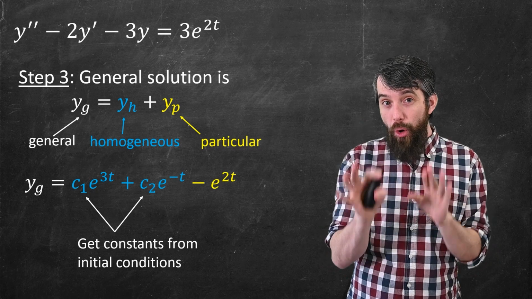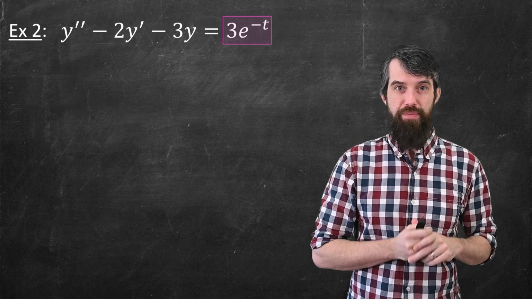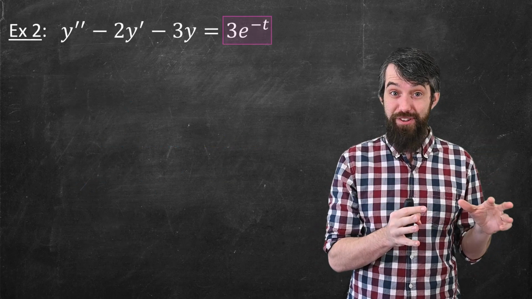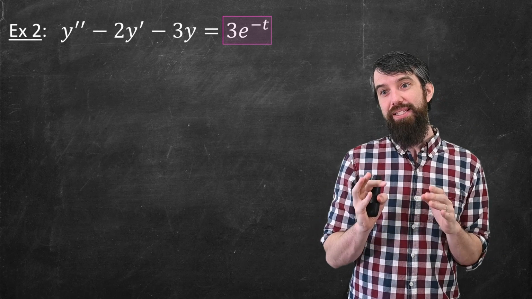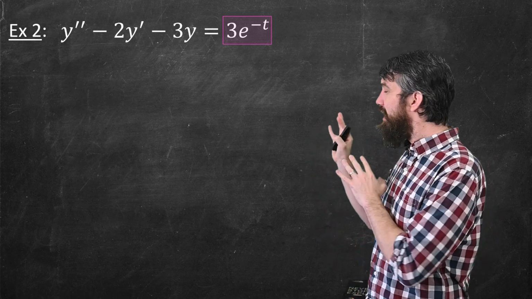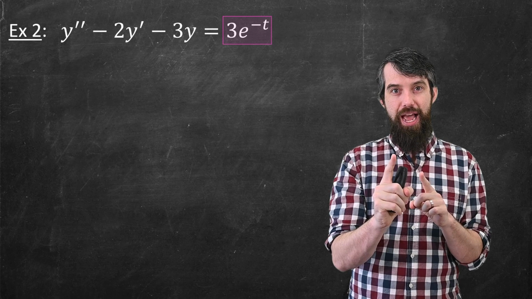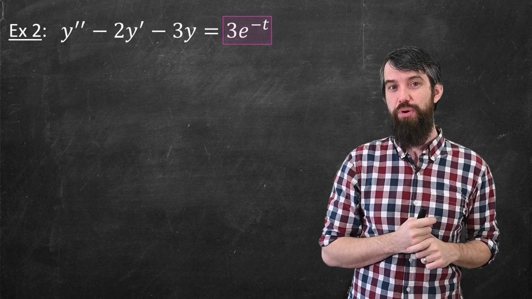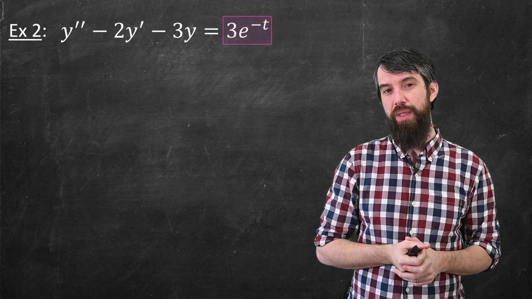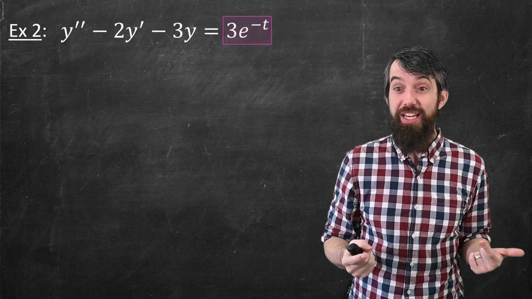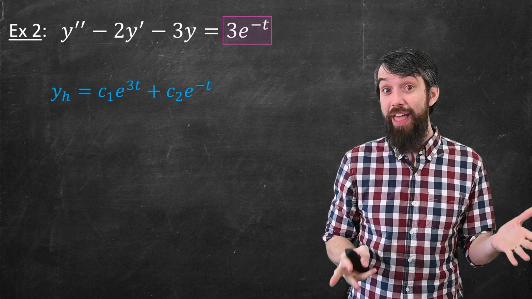This example is almost the same as the first example. The left-hand side, the constant coefficient part, is identical. The right side is almost the same, except it's 3e to the minus t now, not 2t as it was in the previous example. Why does this matter? Well, the homogeneous hasn't changed. We can just quote that one again.